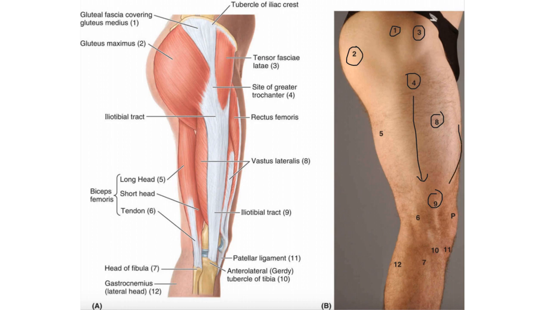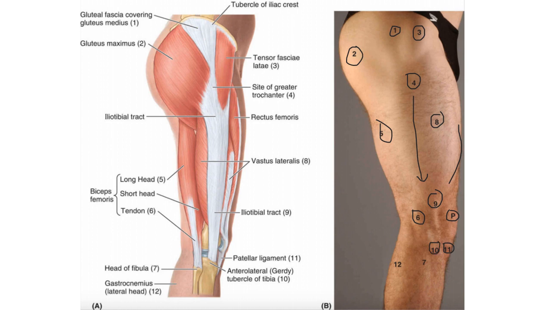Number 5 is the long head of the biceps femoris. And then if you go further down towards the knee, number 6 is the tendon of the long head of the biceps femoris. Number 9 is the iliotibial tract, as it's going to attach to the tibia. The P stands for the patella. And then number 11 is the patellar ligament just below the patella. Number 10 is the anterolateral tubercle of the tibia.